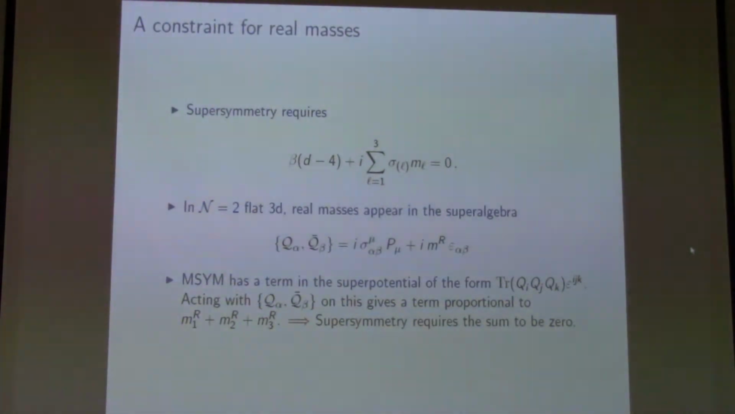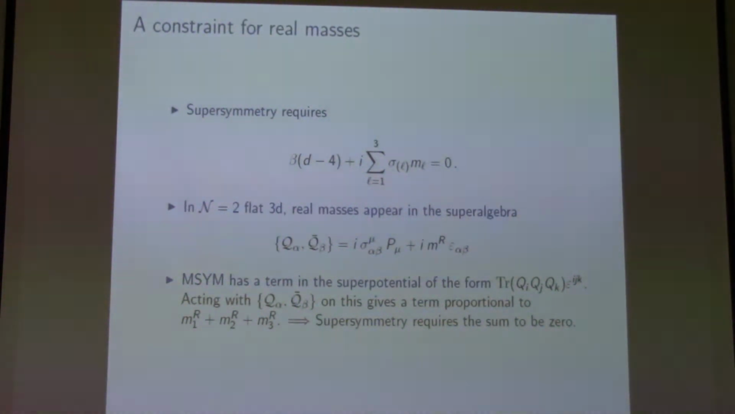So if you have a global symmetry, you can turn on a background vector field. And that vector field you can think of as a Wilson loop going around there, and that gives you the mass.